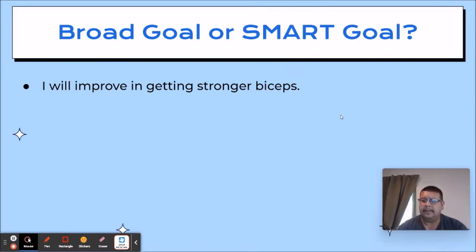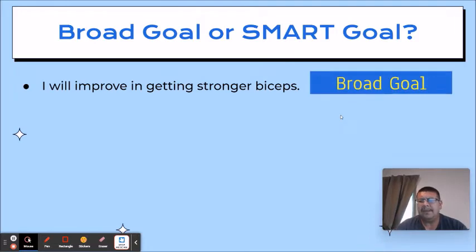That's right. This is a broad goal, right? It's not really clear. It's not really specific. It doesn't even have a measurable. It doesn't have an attainable. It's not even realistic to me, right? And it's not even time bound. There's no deadline there. It doesn't say by how much you're going to improve. It just says I will improve in getting stronger biceps. How? It doesn't even say if I'm going to lift a 6 pound dumbbell, right? So this is really a broad goal. It's not really specific.